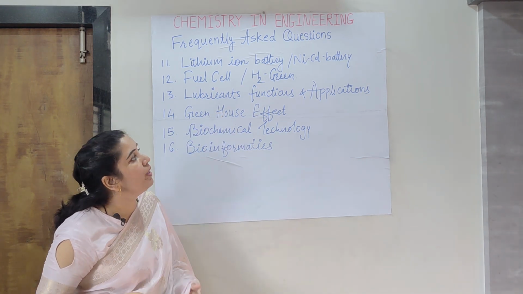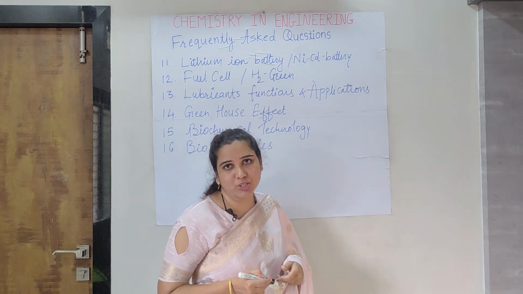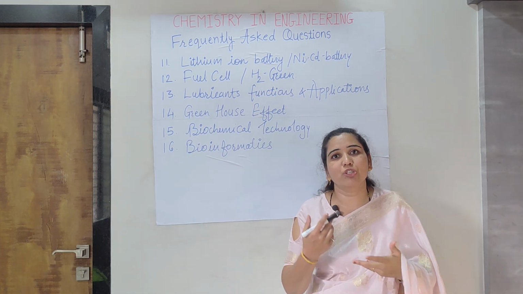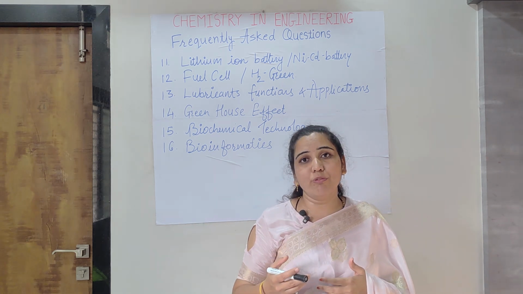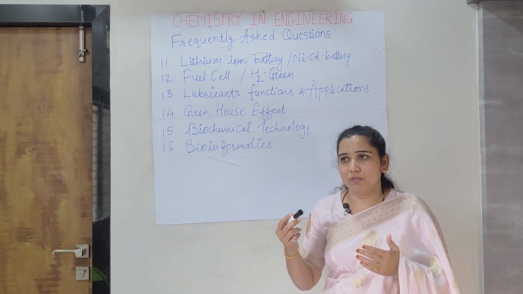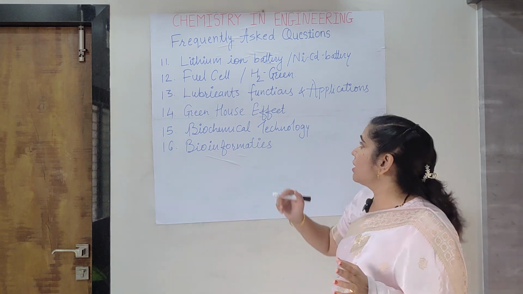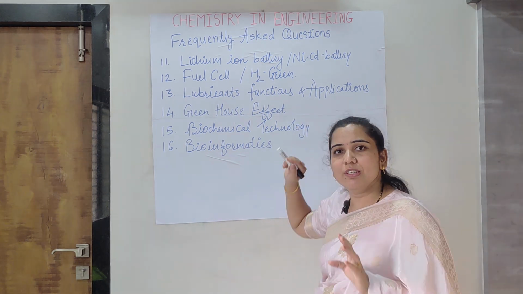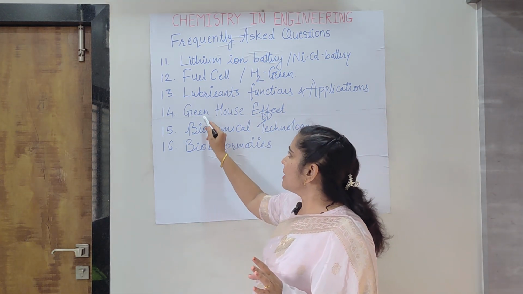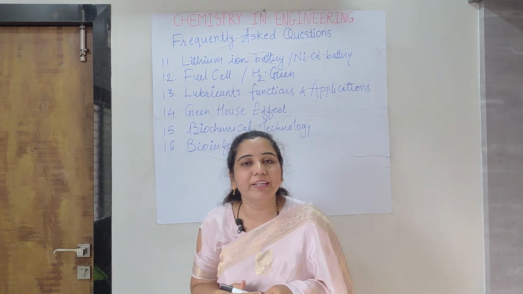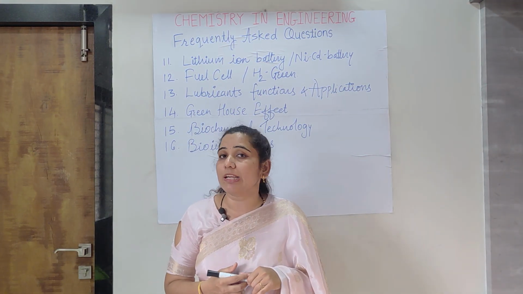Now next is lubricant, its functions and its applications. Lubricants are studied in terms of types, functions and applications, and different mechanisms. But importantly, if you study only the functions and applications, it will be sufficient. Next is the greenhouse effect. This is the last unit, which includes environmental challenges and biochemical technology.